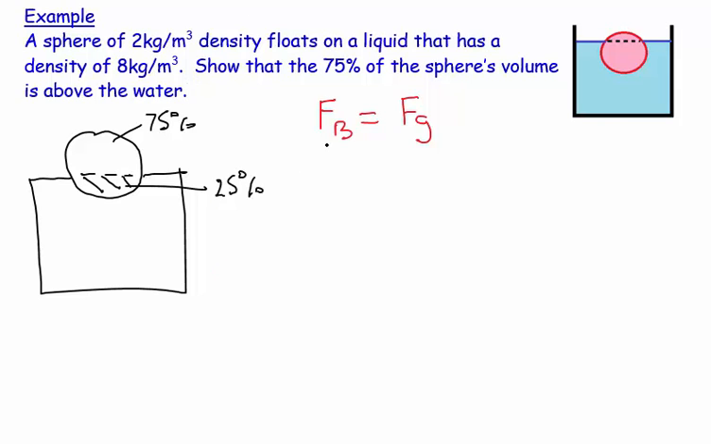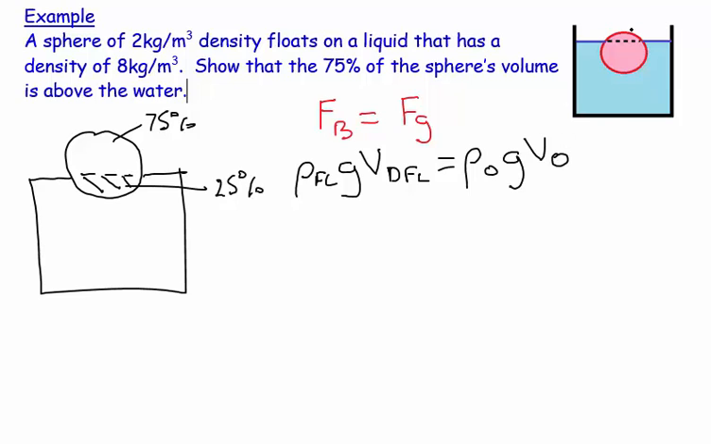And then I can say, well, what is the expression for the buoyant force? It's going to be the density of the fluid times g times the volume of the displaced fluid. And this is going to equal the weight of the object, which is just the density of the object times g times the volume of the object. Whether it's inside the fluid or outside the fluid, it's the volume of the object.